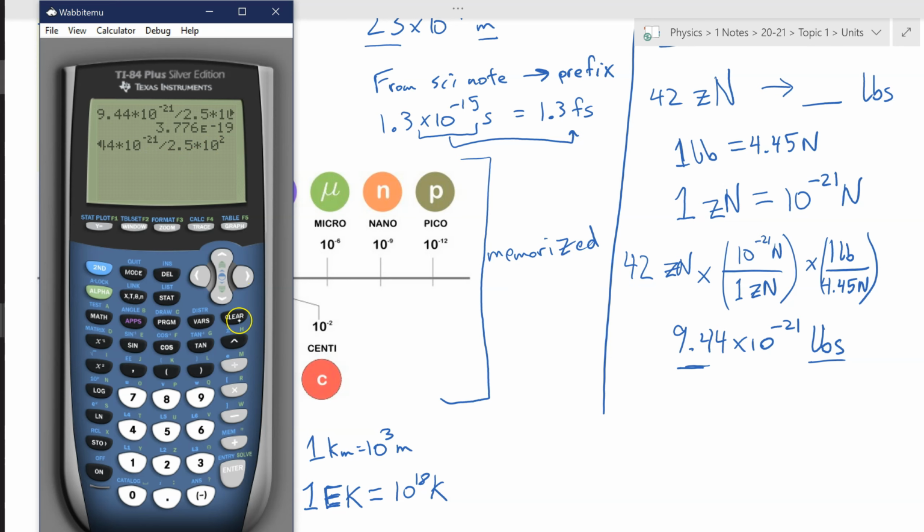You can avoid that problem if you just do 9.44 second comma negative 21 divided, clear, I hit clear, 9.44 second comma negative 21 divided by, and I don't remember what number I said a while ago, 2.5 second comma blah. That is how you should do calculations with scientific notation, because it treats that whole thing as one number and that whole thing as one number, and it does the division like you would expect.